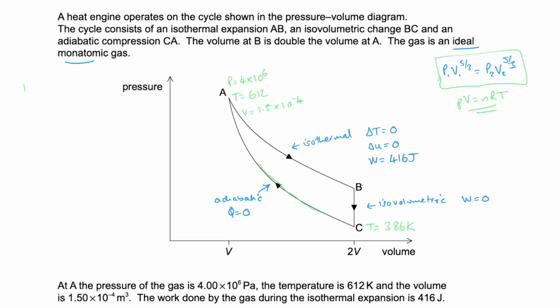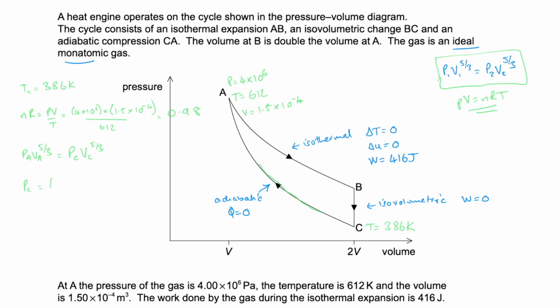Okay, so we want to prove that the temperature at C is 386 Kelvin. The first thing I'm going to do is find out a value for nR. It just makes things a little bit easier. nR is equal to PV over T, and because it's the same ideal gas everywhere, nR will be the same at all points. So we can use the data at A to find out what nR is. nR is equal to 0.98. Great. Okay, now let's take this expression here: PA VA to the 5 over 3 equals PC VC to the 5 over 3. Let's use that to find out what PC is.